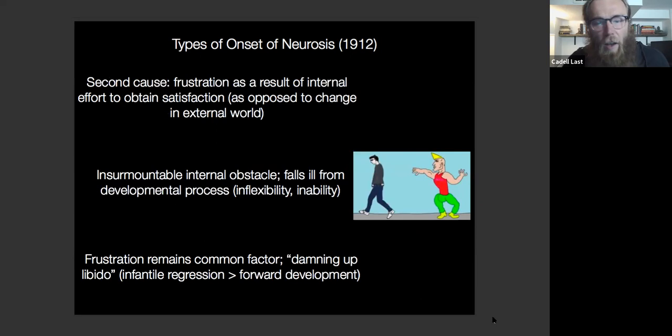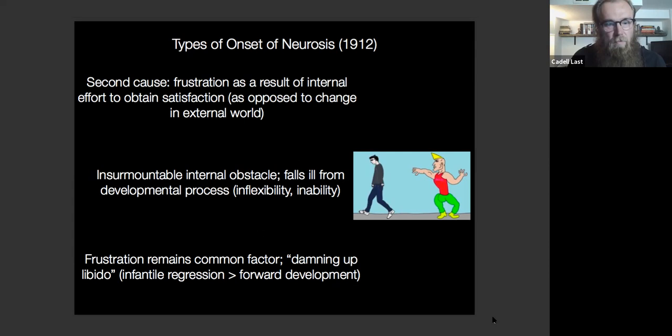So I here have this image of the incel and the Chad, which are these images of the involuntary celibate and the stereotypical guy who doesn't have problems with women. And I use this as the second cause of the frustration, namely the internal effort to obtain satisfaction also can cause frustration because basically there are insurmountable internal obstacles. So this would be the example of incels who claim that we have insurmountable internal obstacles, namely that we are constitutionally, genetically incapable of attaining our love object. We don't have the genetic constitution. We do not have the developmental capacity to actualize our sexuality. They become inflexible. They become unable.